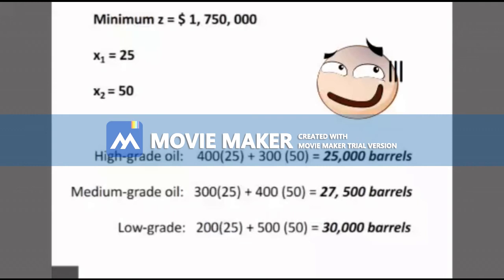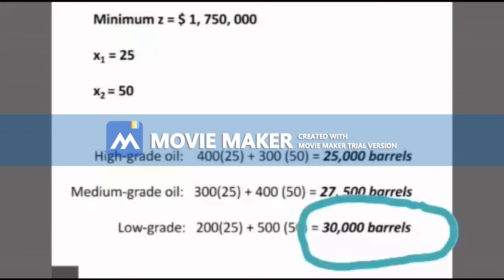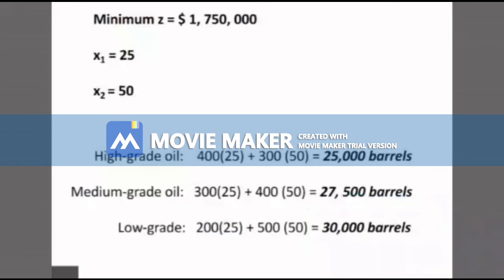For high grade oil, we could produce 25,000 barrels. For medium grade oil, it is 27,500 barrels, and for low grade oil, we can produce 30,000 barrels. In solving this, we just substitute the x values into the equations of the constraints.